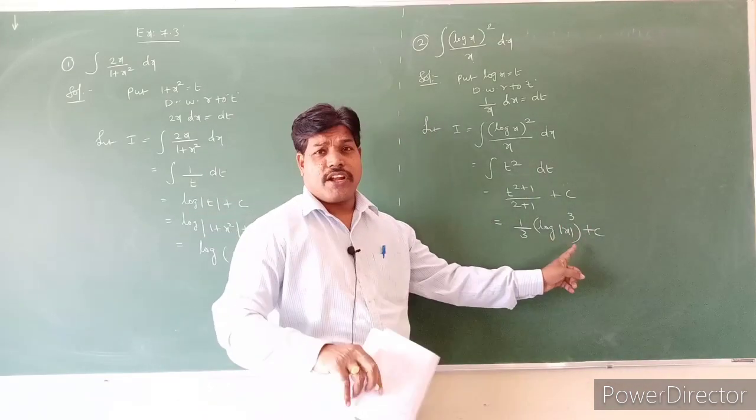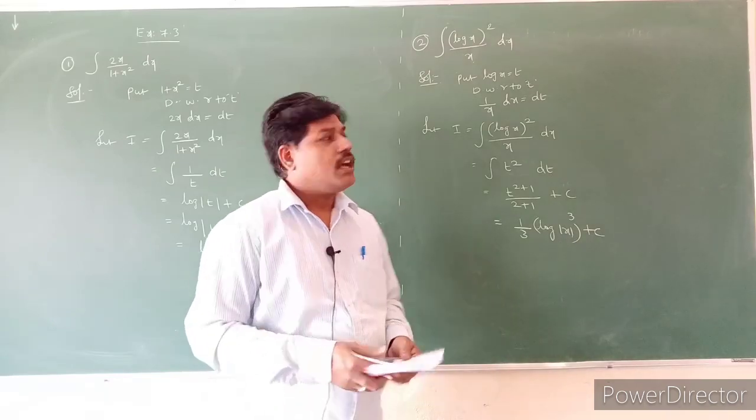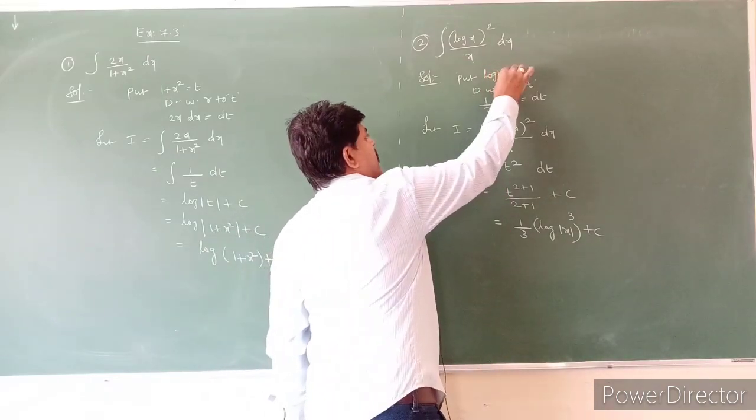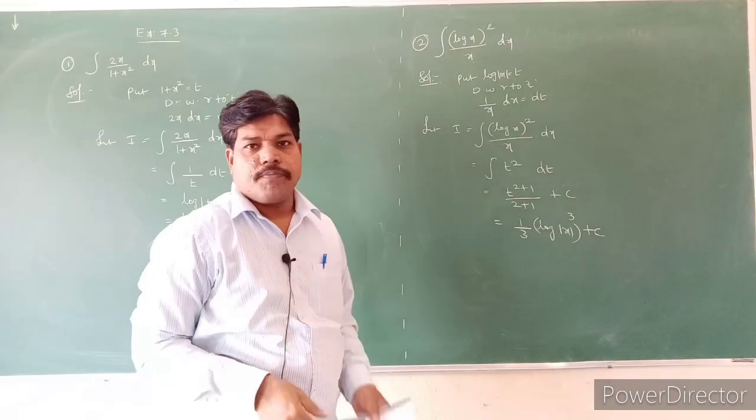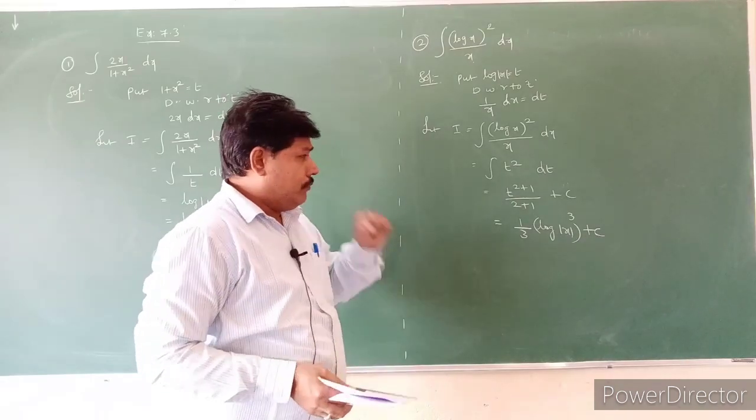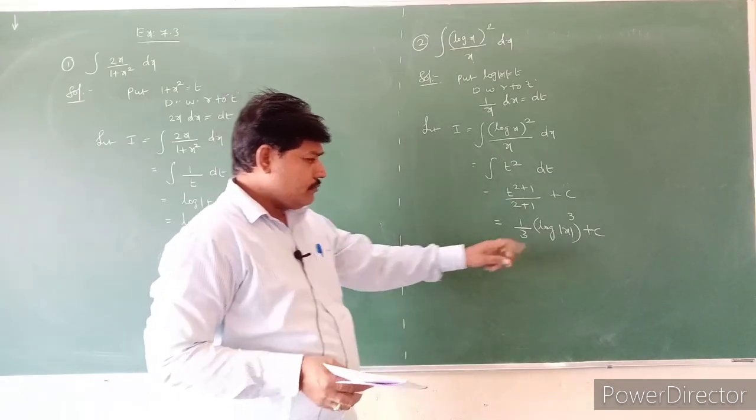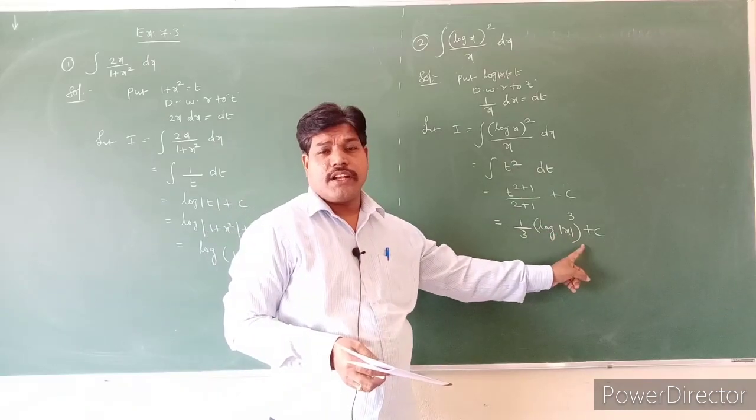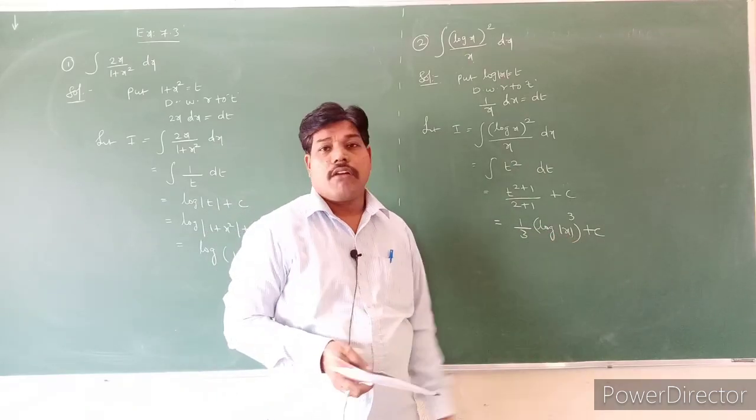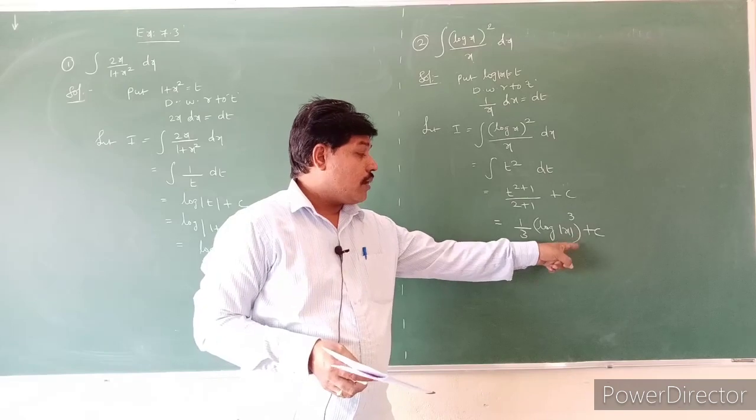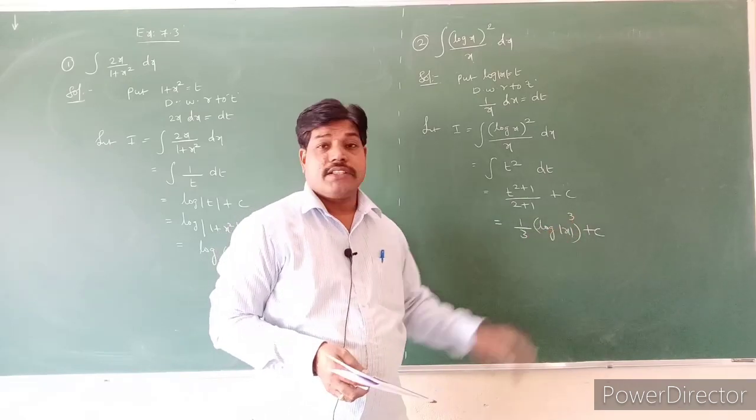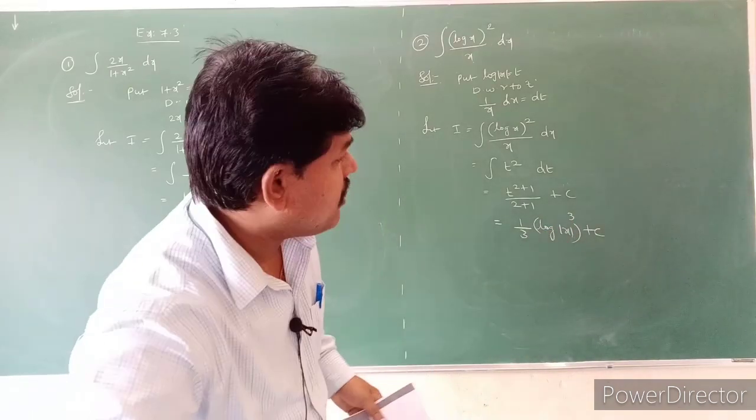Why? Because if you are taking the log x value, compulsorily you have to apply the mod also. Nothing will happen here. I will take the log of mod x. If you are using the log, that x value is positive, so you can apply log of mod x whole square, log of mod x whole cube by 3 plus c. Okay. So see the next question.